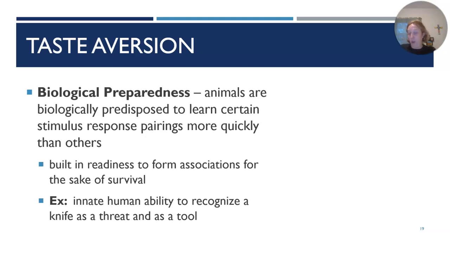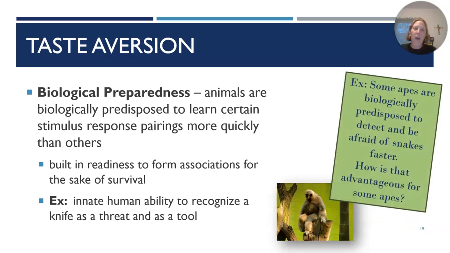So psychologists have done research on humans and other animals to see that at a very young age, we learn very quickly that a knife is something to both be concerned about and be careful with and potentially use to help us. Another example, some apes are biologically predisposed to detect and be afraid of snakes faster than other creatures. How is that advantageous for some apes? We will check back on that in class.